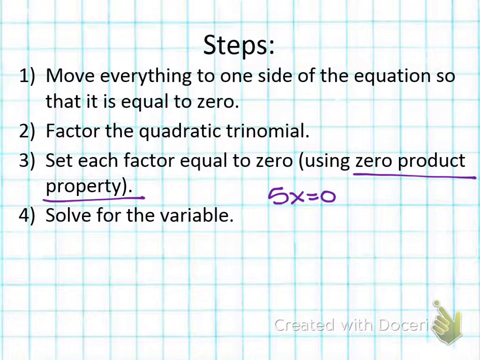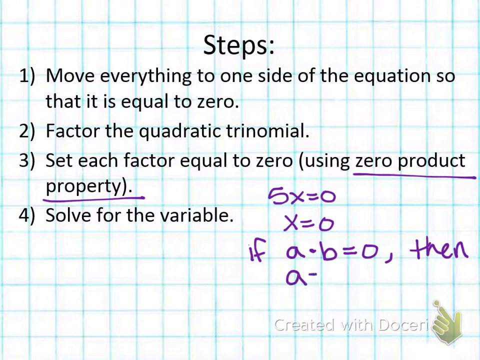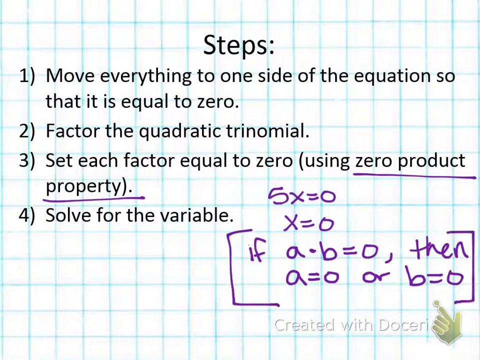So this property basically says if I have two things, say a times b equals 0, so I have two numbers and I multiply them together, I get 0, one of them must be a 0. Or both could be, but really one of them must be a 0. So if a times b equals 0, then either a equals 0 or b equals 0. This part down here in the brackets is the definition of the zero product property. So you might want to include that in your notes.